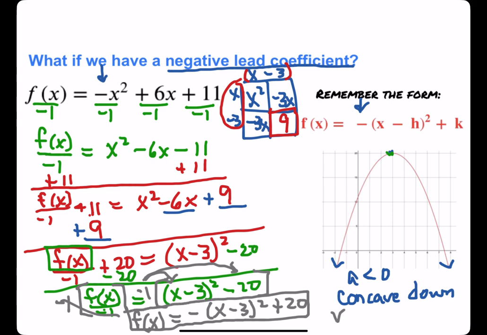and my vertex will come from the inside opposite, which is 3, and the outside, which will be the same, which is 20. So my x-coordinate is 3, my y-coordinate is 20, and here it is, 3, 20, concave down, so it's a max.